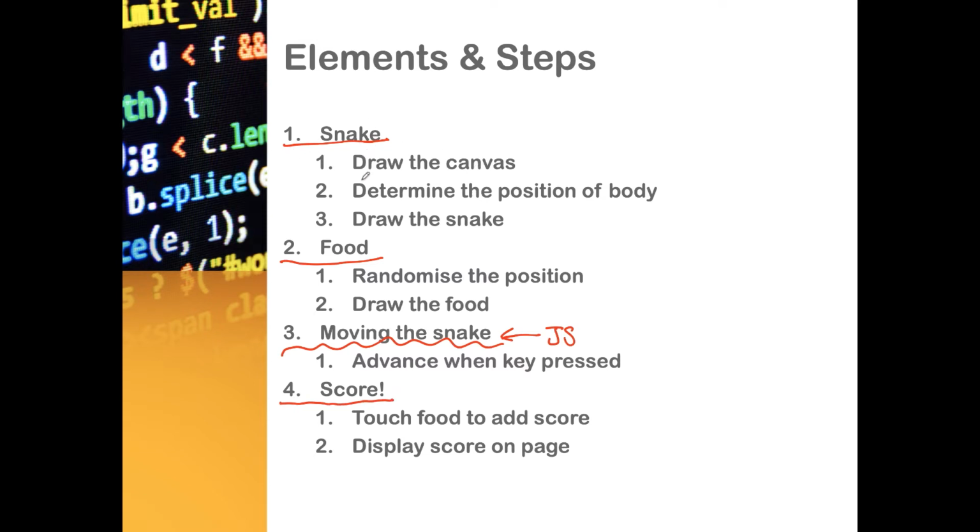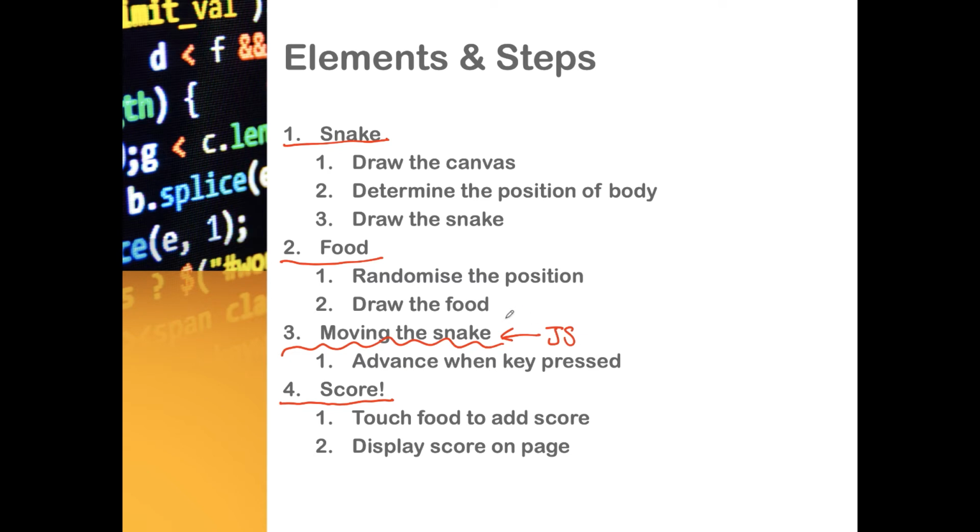So for the snake part, we need to learn how to draw a canvas using the canvas tag in HTML5, and then we have to determine where on the canvas our snake is going to be. Since it has many parts, we will learn how to draw the snake parts one by one onto the canvas. Then we have the food part, also another main element. We need to learn how to randomize the position of the food, and then consequently how to draw the food onto the canvas.